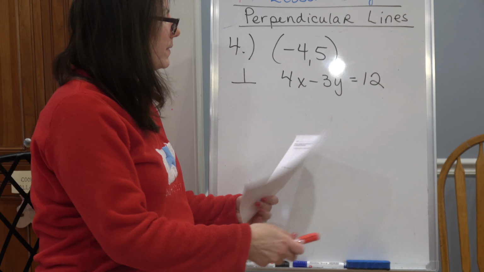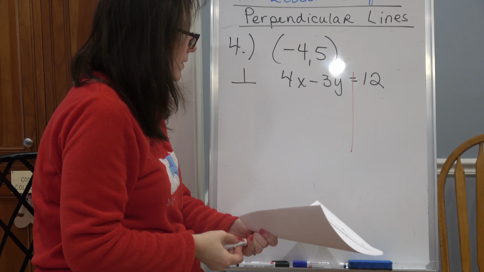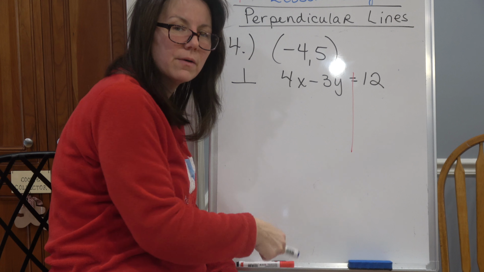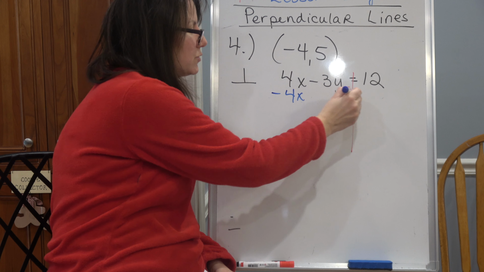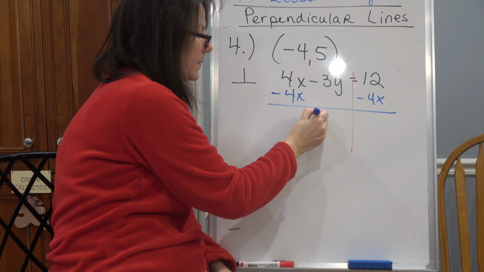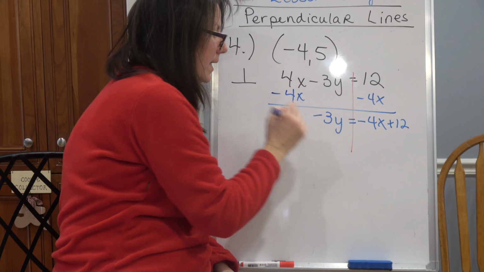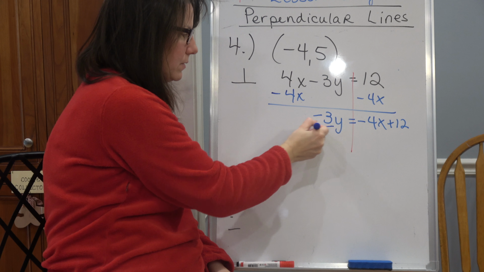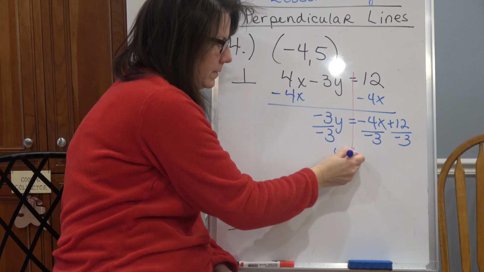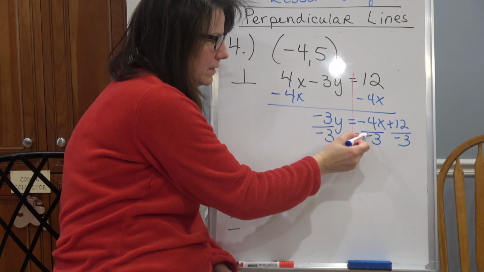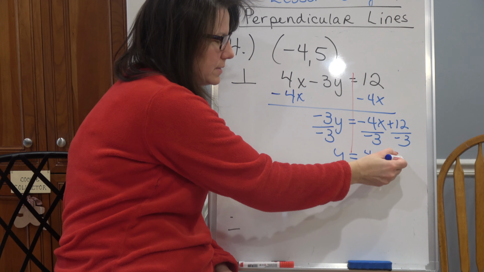All right. So we've got to take this line right here, and we've got to get it into y equals mx plus b form. We have to subtract 4x plus 12, and we have to then get the y by itself. So this is going to be a negative over a negative, which is a positive 4/3. 12 divided by negative 3 is negative 4.